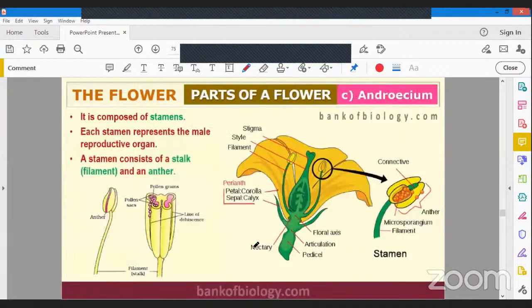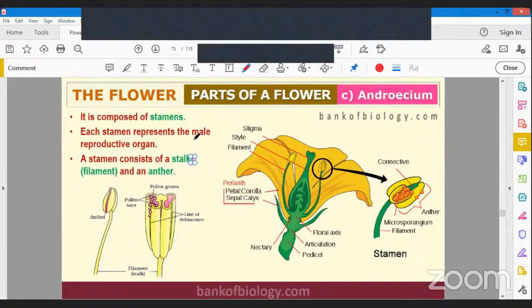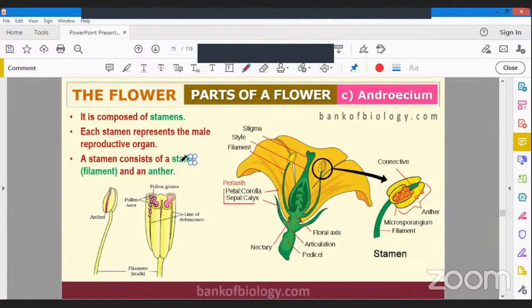Done. So go to the next part. Parts of flower. ನೋಡಿ, sepals ಆಯ್ತು, petals ಆಯ್ತು. Now we look at androecium. That is the male part of the flower. The androecium is composed of individual units called stamens. Each stamen represents the male reproductive organ, and the stamen consists of a stalk, that is a filament, and an anther. So take it down.